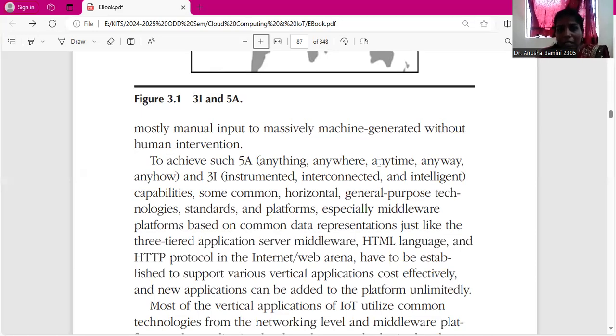The three I's mean instrumented, interconnected, and intelligent. Instrumented means that the particular object is highly framed and connected to the server, and after connecting to the server, it intelligently transfers the data. In this chapter, these two concepts are very important: the 5 A's as well as the 3 I's: anything, anywhere, anytime, anyway, and anyhow, and these 3 I's. With the support of these two concepts, the IoT objects work efficiently.